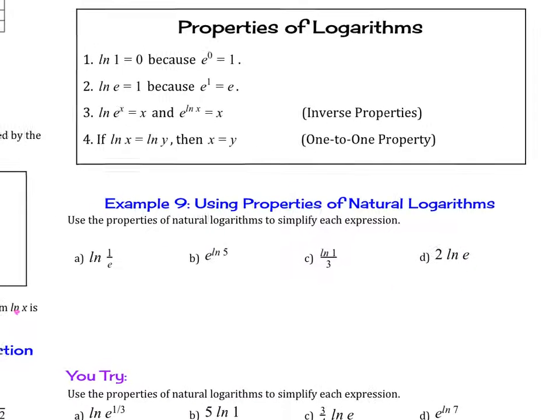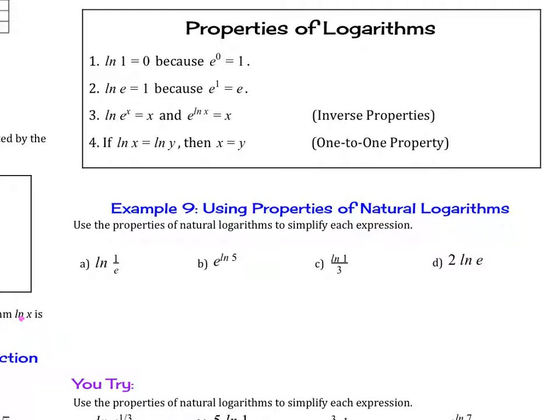So let's use those properties of natural log to simplify each expression. We have natural log of 1 over e. Let's rewrite that as natural log of e to the minus 1. Remember the property up here, number 3, that cancels out. So our answer is just negative 1.